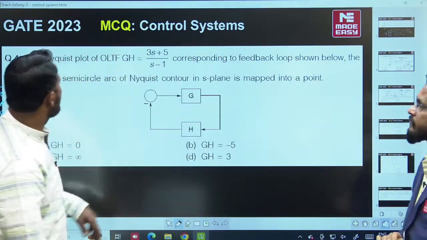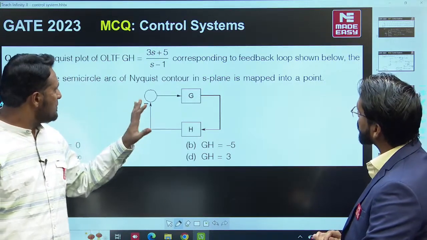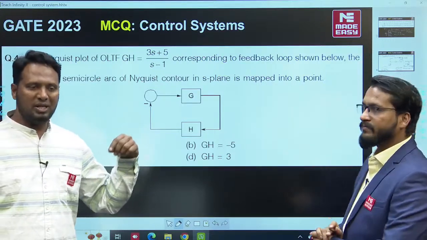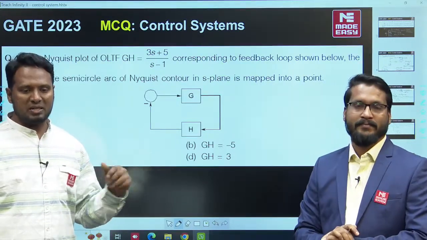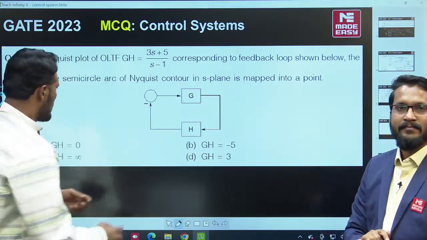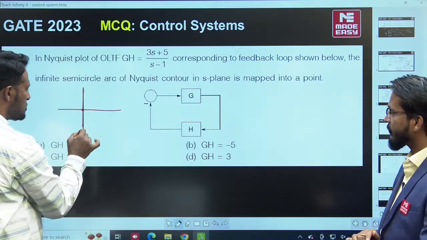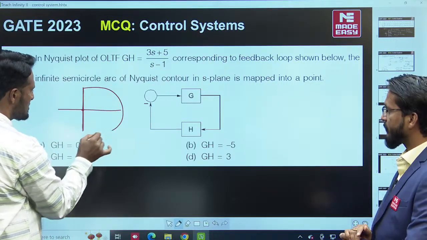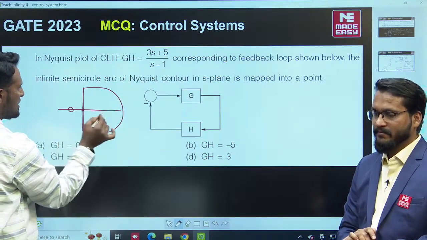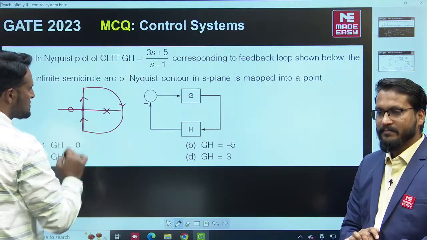Next question. In this question, we are given the open loop transfer function of a system, and we are asked to find what will be the mapping of the Nyquist contour in S plane into the GH plane in case of Nyquist plot. Remember, when we map the Nyquist contour into Nyquist plot, what is Nyquist contour? It is a region of S plane where a system fails to be stable and such that it should not pass through any pole of the function. This function has a zero in the left side and a pole in the right side.